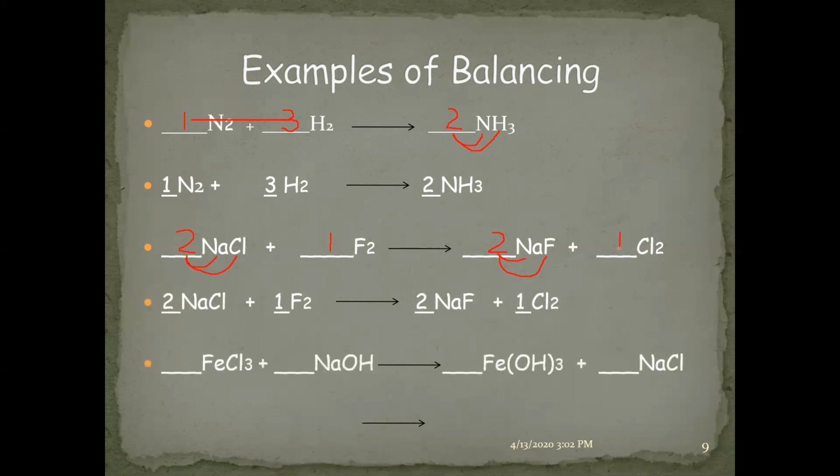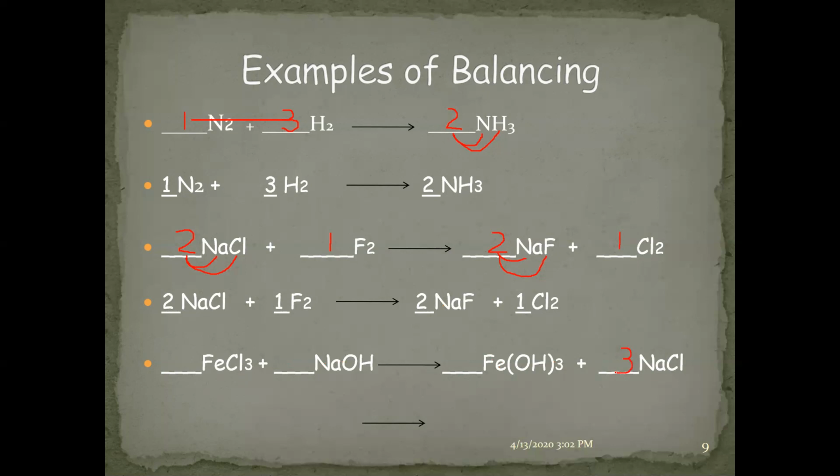Let's take a look at another one. This one is a little bit more complex because you have a parentheses around OH on the right side. We'll get to those in just a moment. So again, let's start with our first element, Fe. On the left side, Fe1. On the right side, Fe1. So they're balanced. Next is chlorine. Left side, chlorine 3, Cl3. Right side, Cl1. So I have to put a 3 in front of sodium chloride.